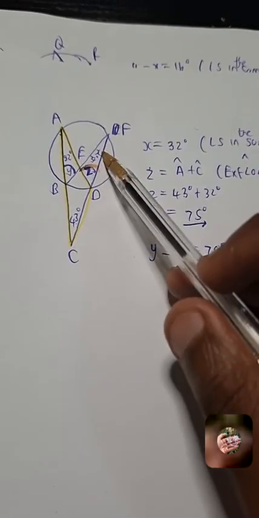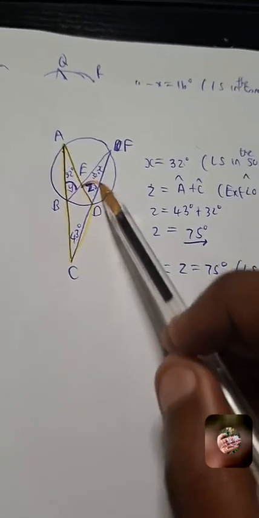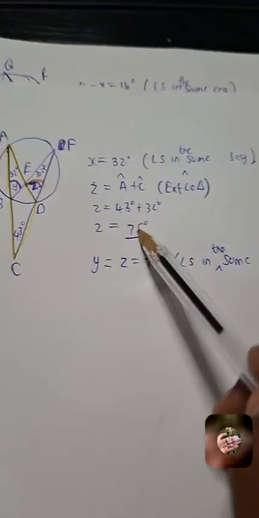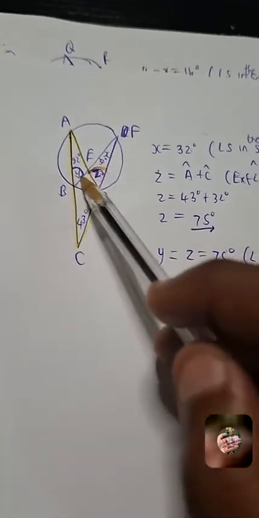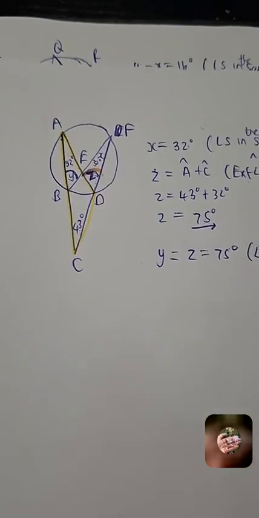We've got X, which is 32. We had the reason. We got Z, which is the exterior angle of triangle ACD. We got that at 75. And then, of course, there's a relationship between the Z and the Y, which is angles in the same segment.